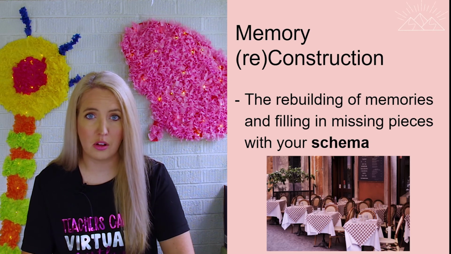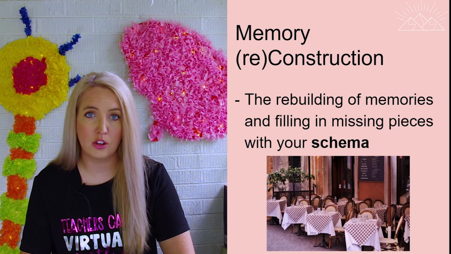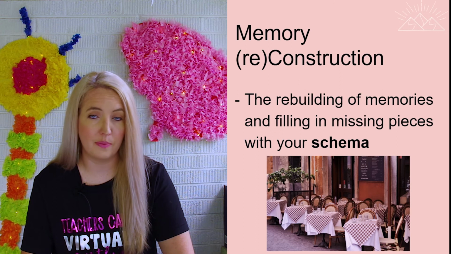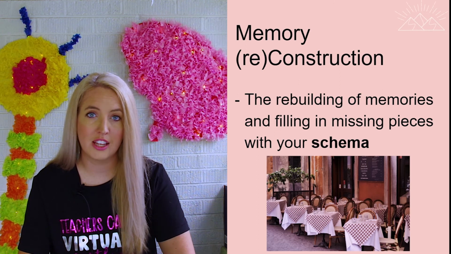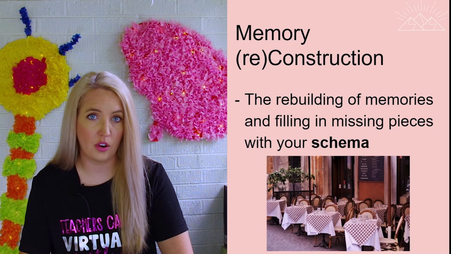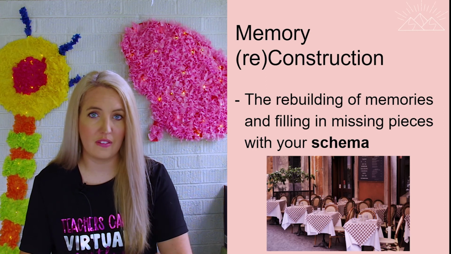So perhaps the tablecloths were white, but you imagine a red and white checkered tablecloth. And perhaps the walls were plain brown or orange colors, but you remember them with some intricate paintings along the border. Those small details are coming from your schema. They're changing the way you remember the event.